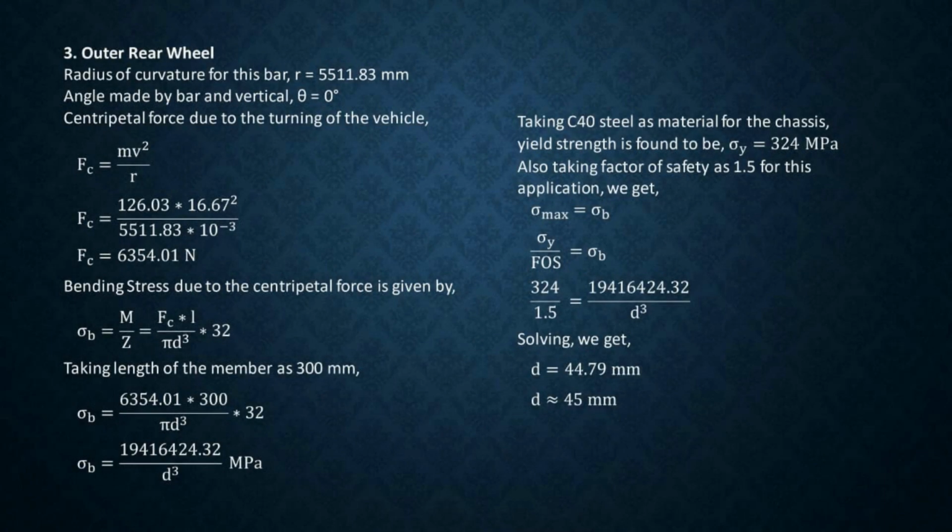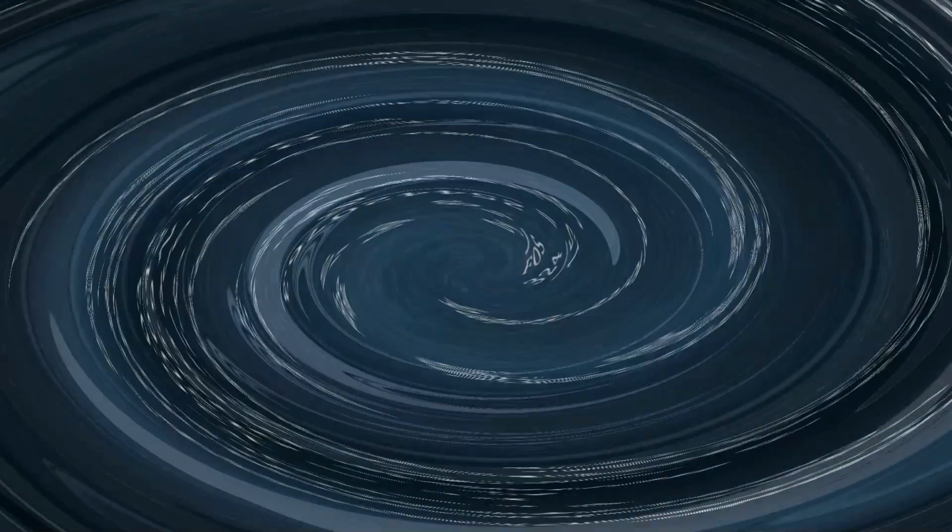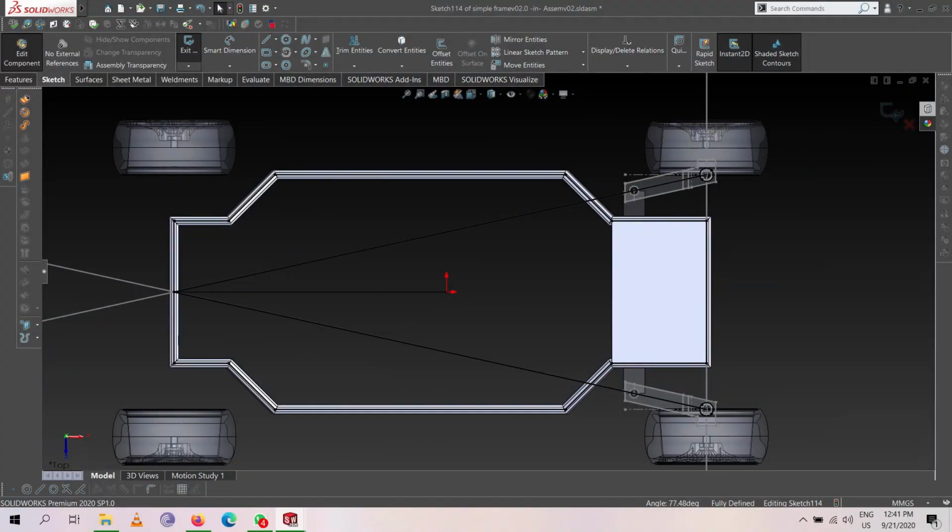Greetings, I'm Pranam Revati. Continuing with the determination of the dimensions of the chassis members of a vehicle which operates on Ackermann's steering mechanism. Beams of the chassis connected to the rear wheel are perpendicular to the direction of the centripetal force resulting from the turning of the vehicle. So those members are subjected to bending stress only, unlike members connected to the front wheel.